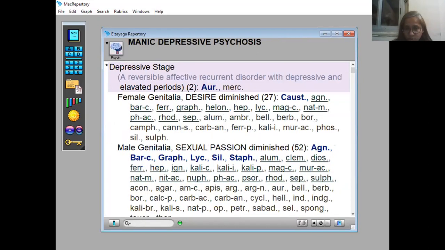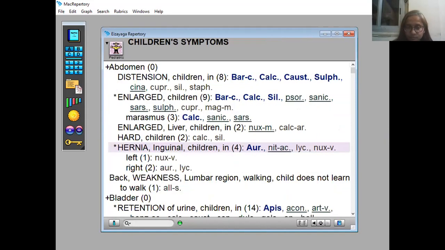Manic depressive psychosis, depressive stage. Can you see? There will be different stages according to new staging or new differentiation of the disease. There are two remedies mentioned, Aurum and Myrrh. Similarly, there are so many sub-rubrics. Children's symptoms. There are many cases where young children, young infants come with inguinal hernia. Okay, this could be a very useful rubric for those. Children's symptoms: hernia inguinal in children. Only 4 remedies.